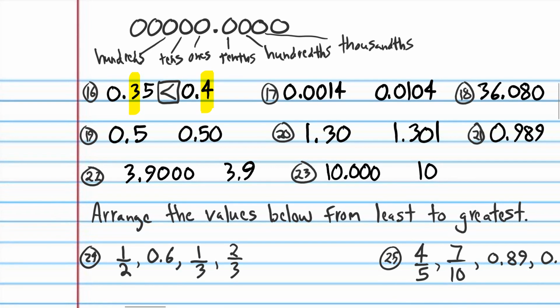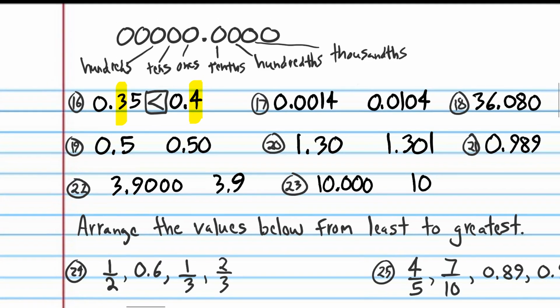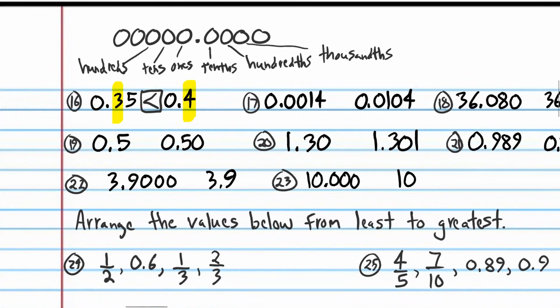Now you're probably thinking, well, wait a second, this is 35. How can 35 be smaller than 4? Well, this is 35 100ths, and this is 4 tenths. So it's more complicated than that. If you add a 0 here, this becomes 40 100ths, whereas this is only 35 100ths. So again, decimals are more complicated than that, so you got to get the hang of this.